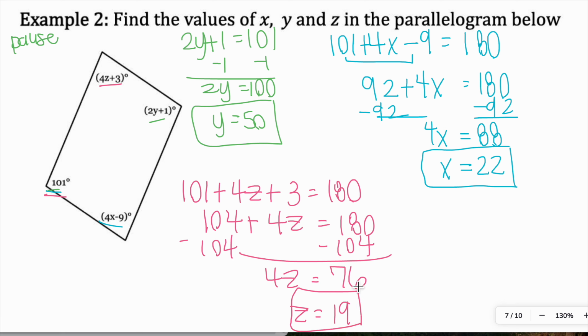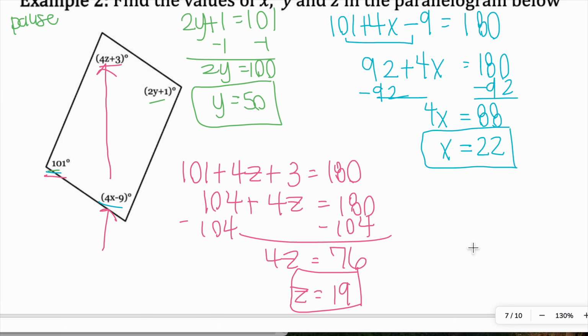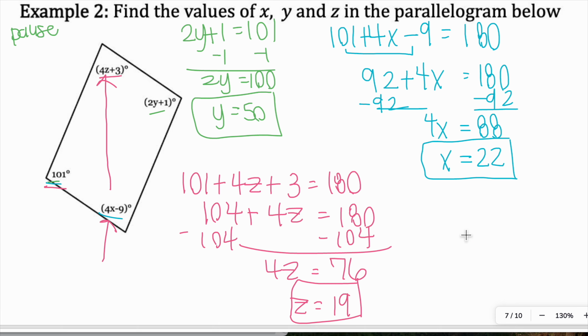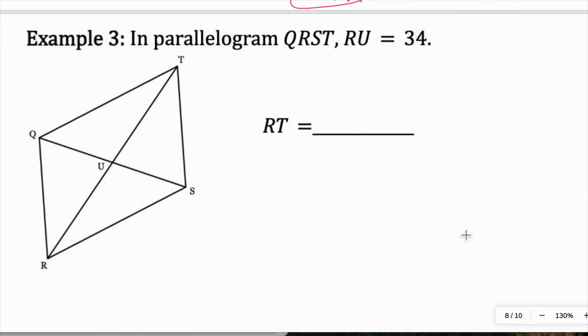You could have also plugged x back in here, find out what 4 times 22 minus 9 could be, and then set it equal to 4z plus 3 to solve for z. That would be another quick way you can do it. But whatever method you chose, just as long as you got the same numbers as I did.